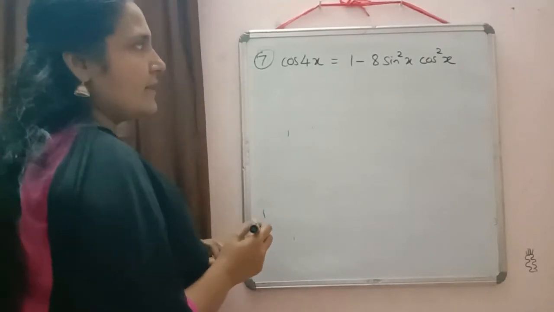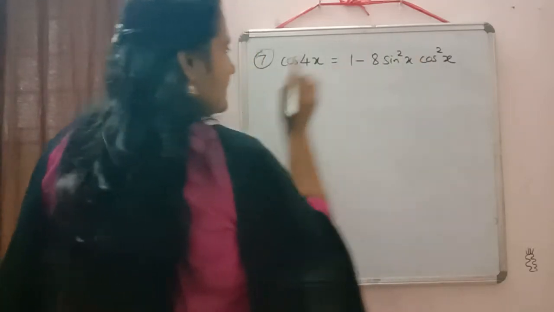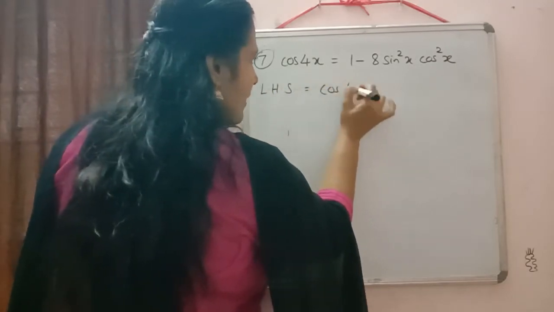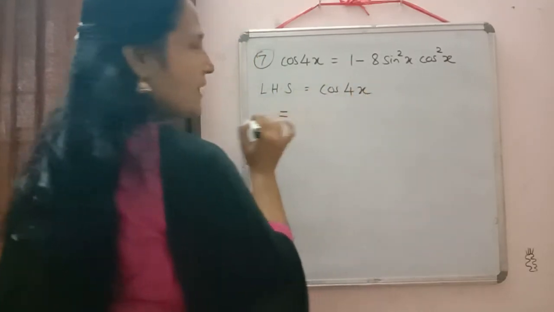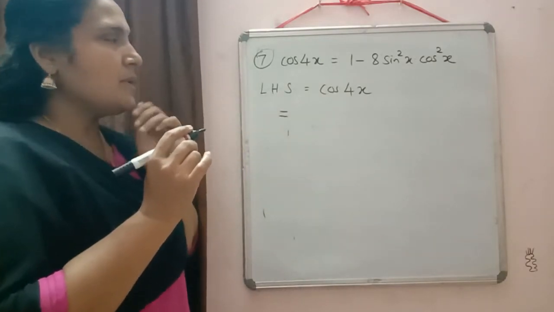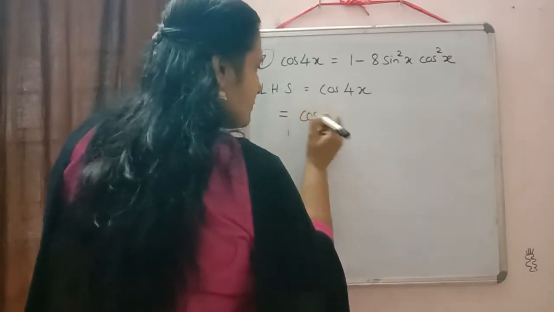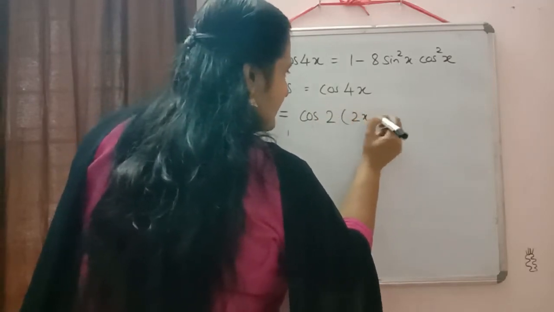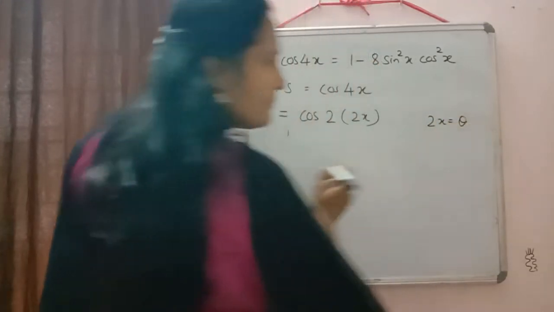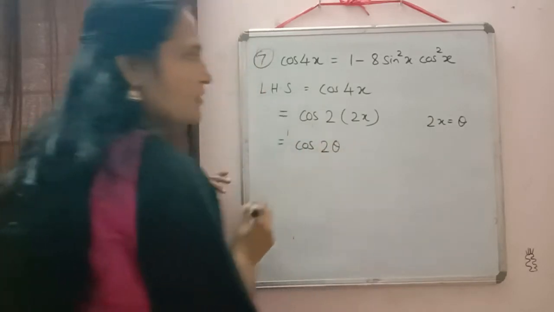Now all of you check there. We have to prove cos 4x is equal to 1 minus 8 sin square x into cos square x. So in the left hand side we have cos 4x. So again we know the formula of cos 2 theta and cos 3 theta only. So here cos 4x, how we can rewrite? 2 into 2x. Okay, so cos 4x we can rewrite as cos of 2 into 2x. And I am taking that 2x is equal to theta. Then our question will become cos 2 theta.